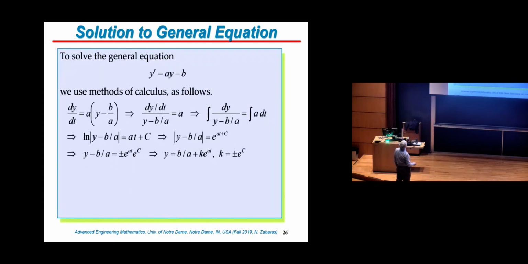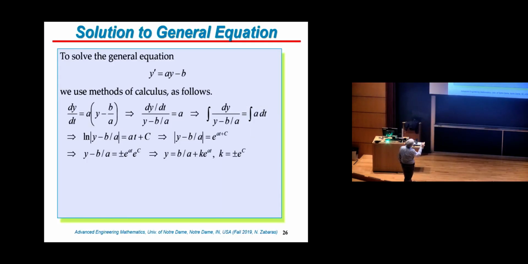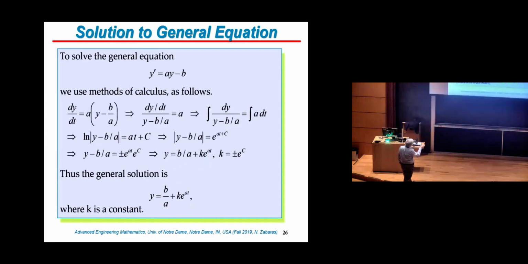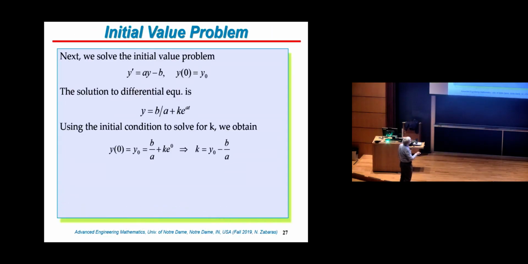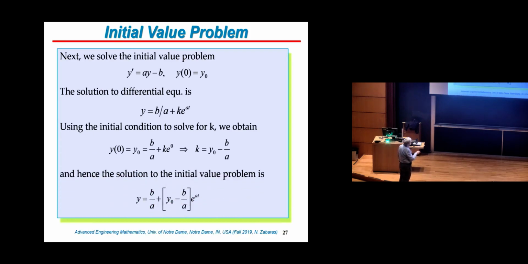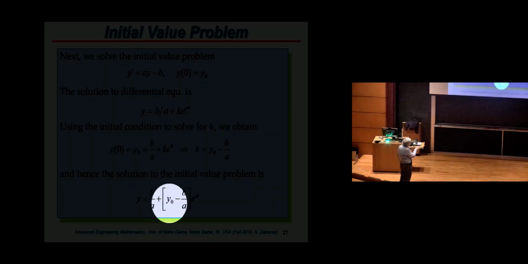All right, and if you want to solve the general equation, this is the same problem with just general parameters A and B. You do separation of variables again, and the solution looks exactly as what we had before, so I'm not going to repeat it. This is the equilibrium solution B over A plus k times e to the At. And if you have an initial condition, you can plug it in. And here is the solution with some initial condition y0.